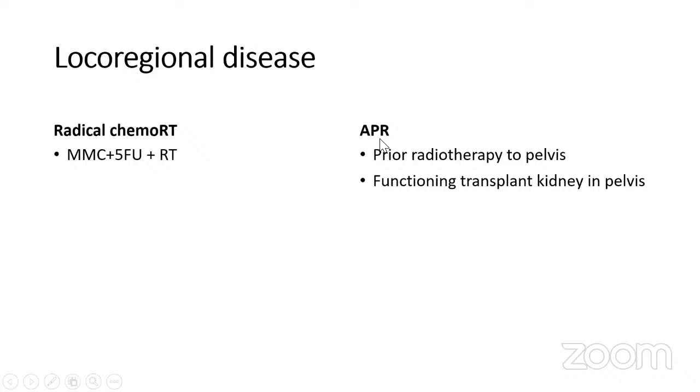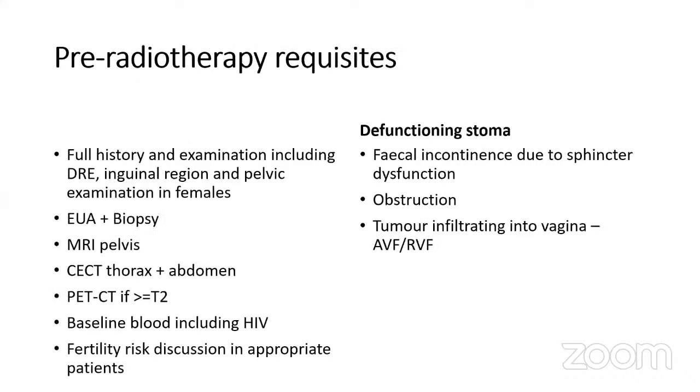And when do we go for a surgery? We go for a surgery if there is a history of prior radiotherapy to the pelvis, or the patient has a renal transplant, which is there in the pelvis. These are the only 2 indications where we go for an upfront APR. In all other non-metastatic cases, radical chemo-RT should be the standard of choice.